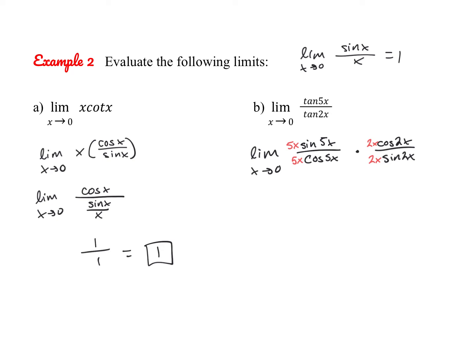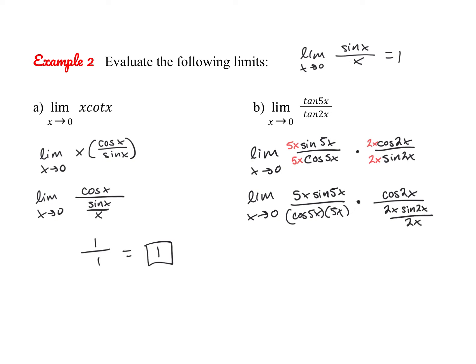So let me rewrite this now. We have the limit as x approaches 0 of 5x times the sine of 5x over the cosine of 5x times 5x, and I just rewrote it in this order, so these are kind of on top of each other. And then here we have times the cosine of 2x over 2x times the sine of 2x all over 2x. So again, I just moved this down to my denominator here. And again, the reason why I did these is to create these scenarios that we like.